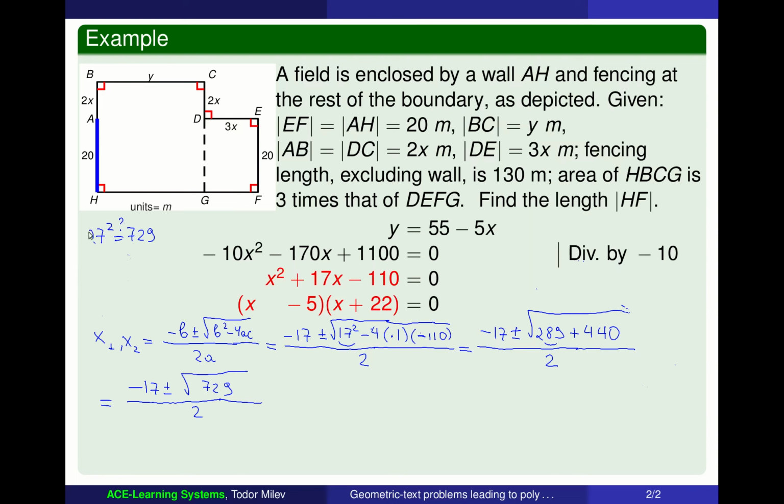How did I know to guess that 27 squared equals 729 and not say 30 squared or 28 squared? Well, see, 27 squared, its last digit is going to be the same as the last digit of 7 squared. And since 7 squared is 49, I know that the last digit of 27 squared is going to be 9.